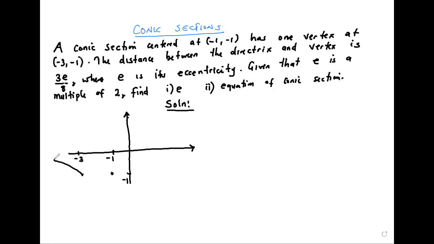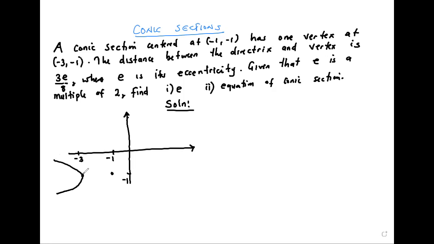Because we are told that e is a multiple of 2, obviously e is greater than 1. I'll put something like that. I'm assuming that it's a hyperbola, but if e is a multiple of 2, then it makes sense that it is.